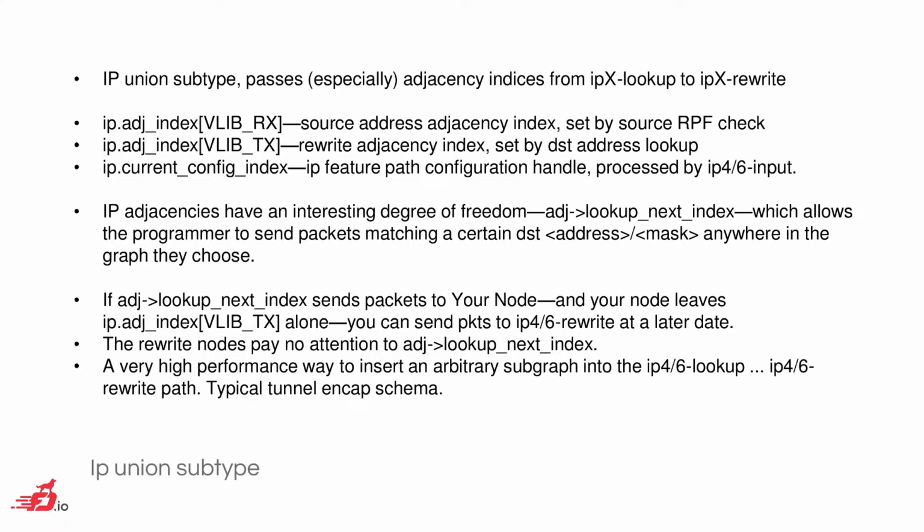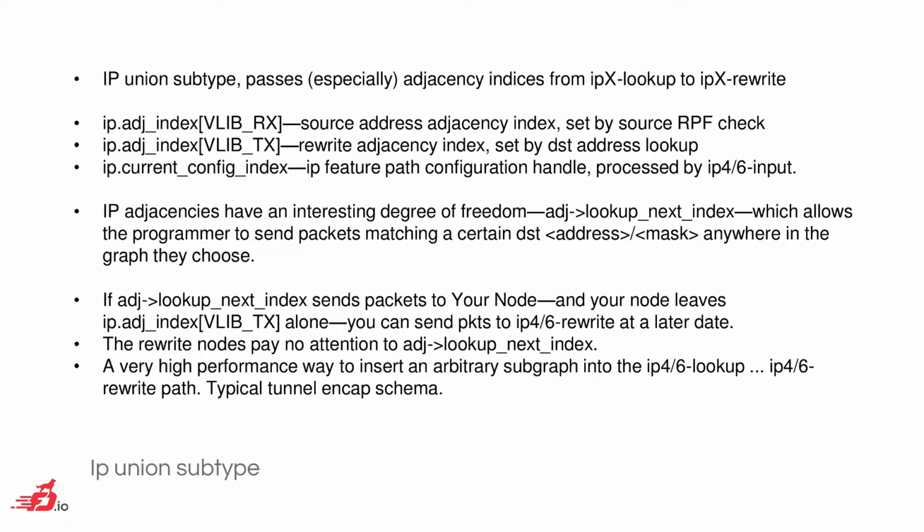The TX adjacency is effectively the rewrite index. It's set by the destination address lookup. Current config index is an IP feature path configuration handle that's processed by IP4 and IP6 input. We can have a look at how that kind of configurable feature arc works at a certain point. It's not the first thing you want to look at, but it's an interesting detail: if you want to apply IP input features in a very specific order, there's an easy way of listing them in one place and then having the features be configurable on or off.